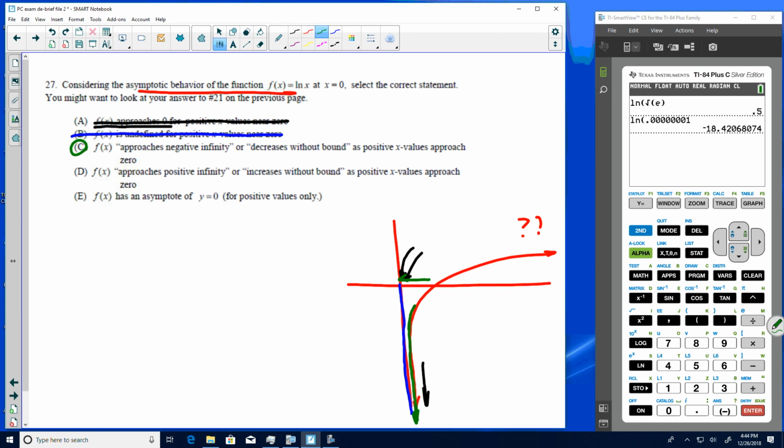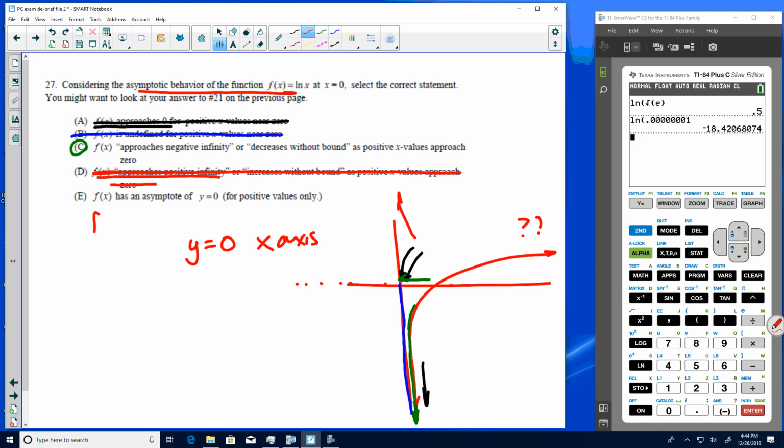Just looking at the other choices so we can eliminate those. F approaches positive infinity. No, the function never goes up. That would be approaching positive infinity. So that's out. And the last one, F has an asymptote of y is equal to 0. Well, y is equal to 0, remember, is the x-axis. And that is not an asymptote, right? In fact, the curve crosses the y-axis, so that's out.